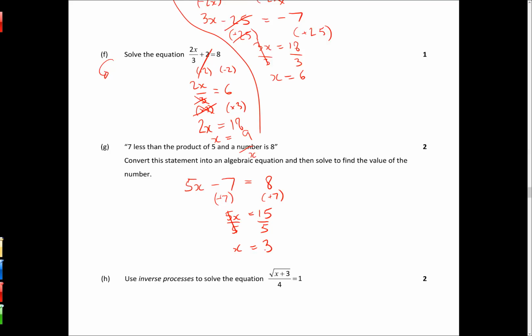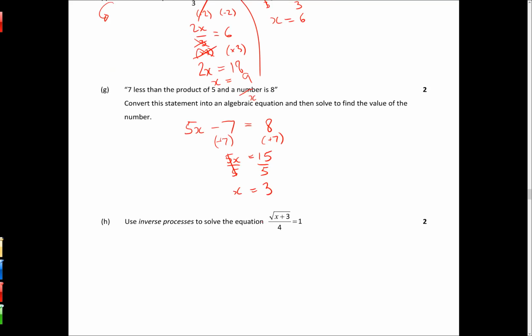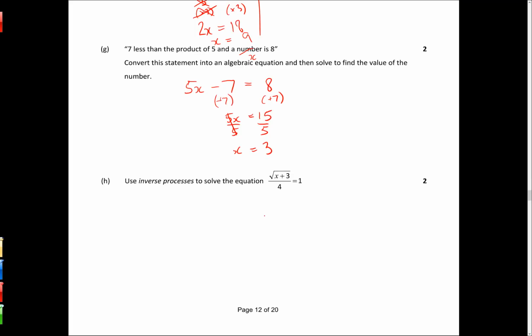Great. Next one wants me to use inverse processes. Okay, that's the arrows. So that's where I always start with the letter. In this case you can see the letter is x. And we've got some forward operations. I can see a square root sign, a divide by 4 and a plus 3. So I can see 3 things happening.